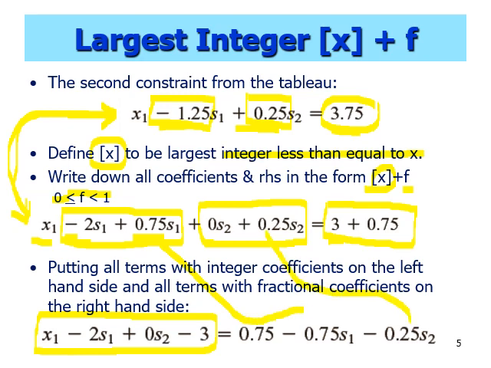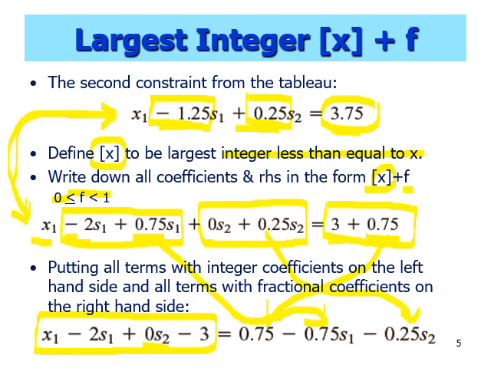Sorry, this 0.75 is this. This is the 0.25. Then from here, you get that one. I know it's a bit messy, but the idea is that anything with integer coefficients, you push to the left-hand side. Anything with fractional coefficients, you push to the right-hand side. And what about 0? 0 belongs to the left-hand side.